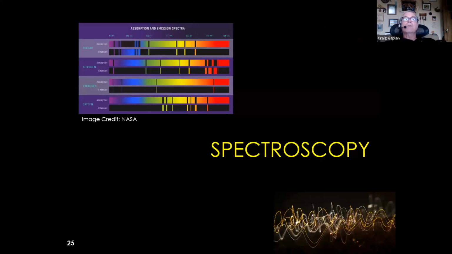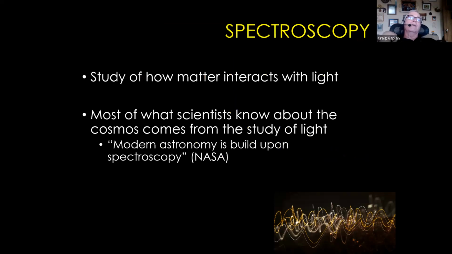So now that we know about the electromagnetic spectrum, we're going to take a look at spectroscopy and how it informs what we know about light. So spectroscopy is defined as the study of how matter interacts with light, how it affects light passing through it, going around it, emanating from it.